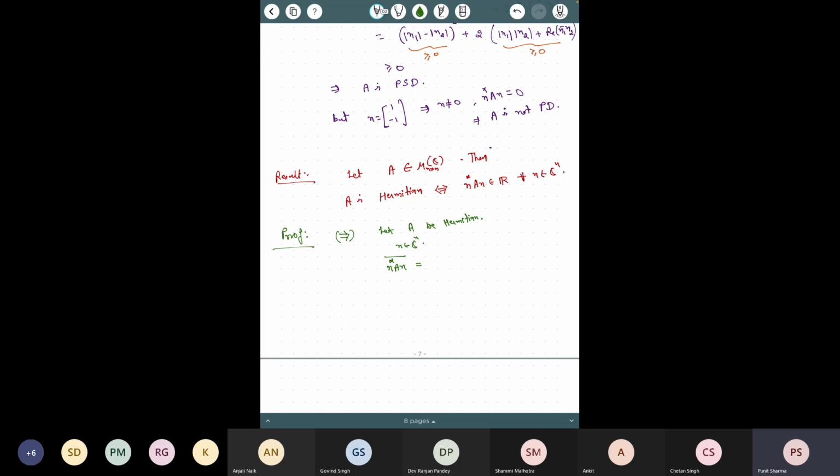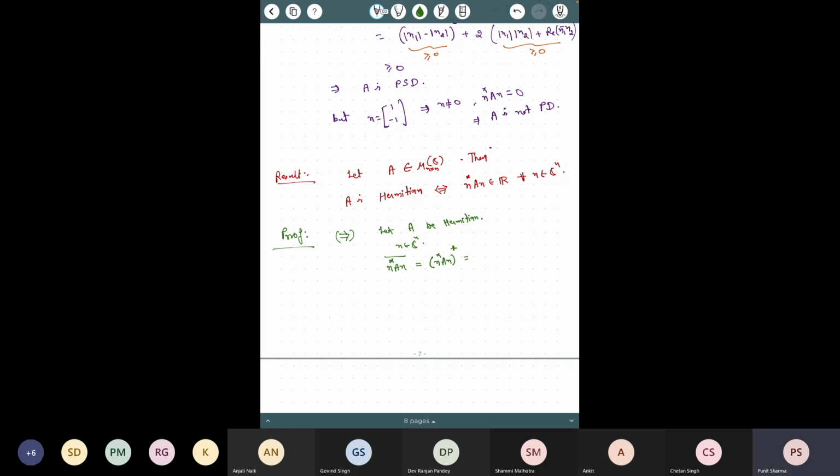Now, how to show that x star Ax is equal to its conjugate? Any idea? So take its bar, then take the transpose. Yes. So x star Ax is just a scalar. So conjugate means you just take the conjugate transpose. It's the same thing because it's a 1 cross 1 matrix.